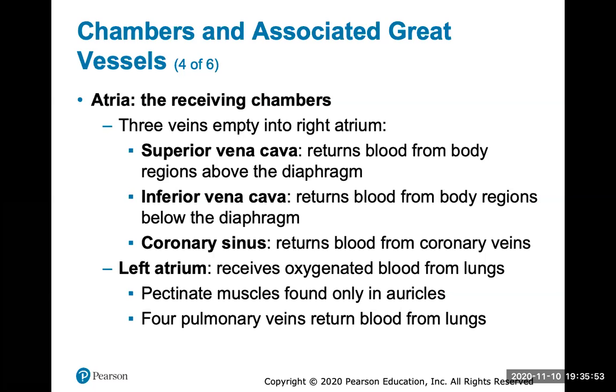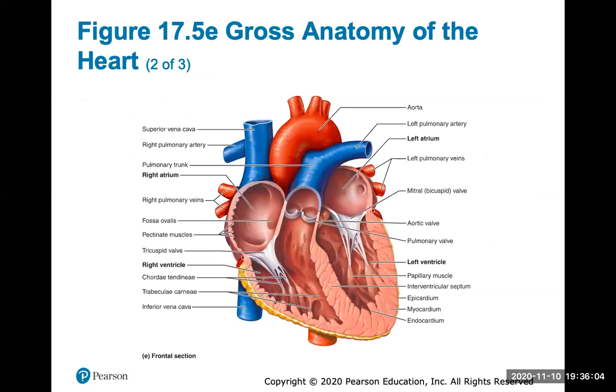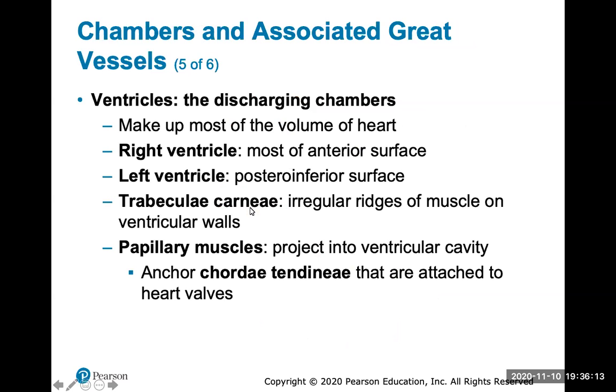The left atrium receives oxygenated blood from the lungs. You have pectinate muscles found only in the auricles, and four pulmonary veins will return oxygenated blood from the lungs. So here's another look at those pulmonary veins, and then the superior and inferior vena cava entering into the right atria. The ventricles, then, we call them the discharging chambers.